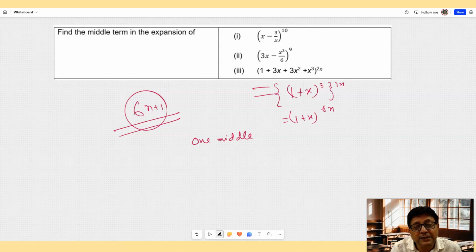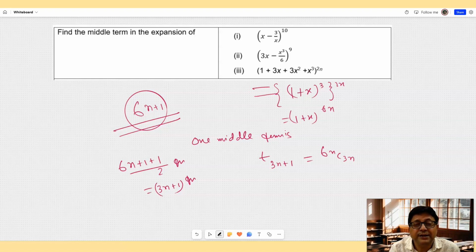Which one is that? One middle term is T of (6n plus 1) by 2, that is 3n plus 1. T 3n plus 1 is nothing but 6n C 3n x to the power 6n minus 3n. You simplify or not, it doesn't matter. This is the answer. There is one middle term.